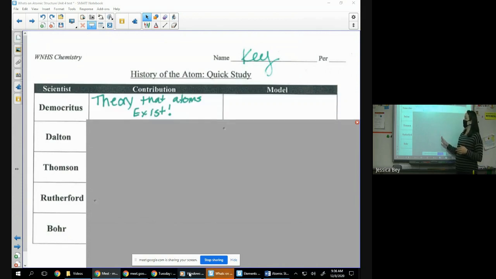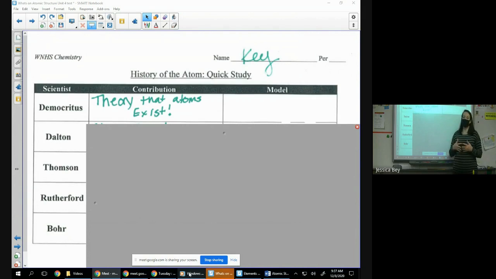Okay. So Democritus, he only had the idea that atoms exist. Okay. Aristotle thought he was wrong. And so therefore it set us back about 2,000 years. But if you see the scientist Democritus, you are accrediting him with the idea of the first atom. Okay. Did he have a model? No, he did not. He had nothing. Okay. He had no proof. Therefore, he had no model and nobody believed him.